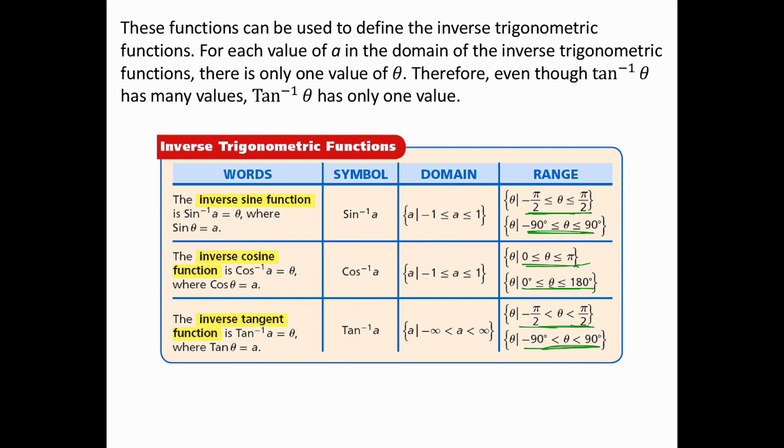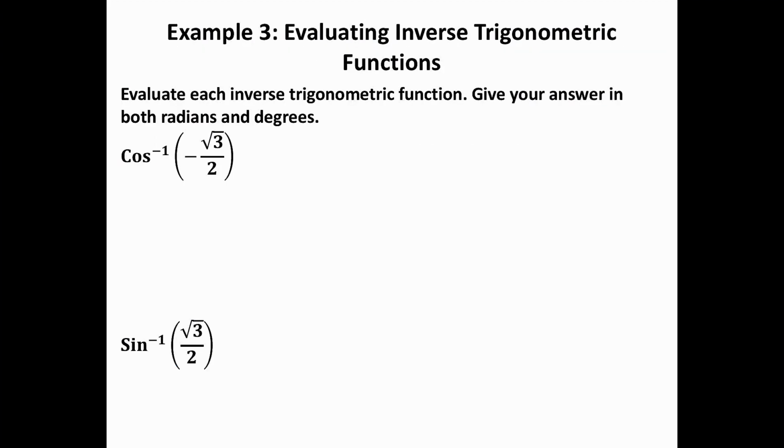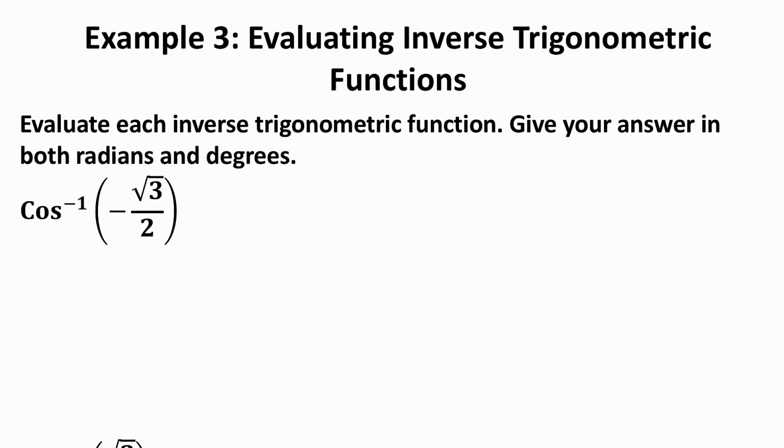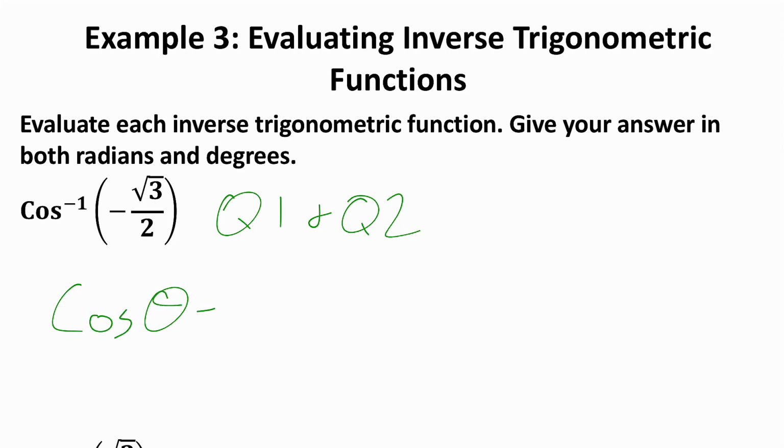Let's take a look at an example. The first one, we're asked to evaluate each trig function and give our answer in both radians and degrees. We're asked to find the inverse cosine of negative square root of 3 over 2. Now we're going to be looking in quadrants 1 and 2. Going to the unit circle, we're going to look for what angle measure in quadrants 1 and 2 gives us negative square root of 3 over 2 when we take the cosine of it.